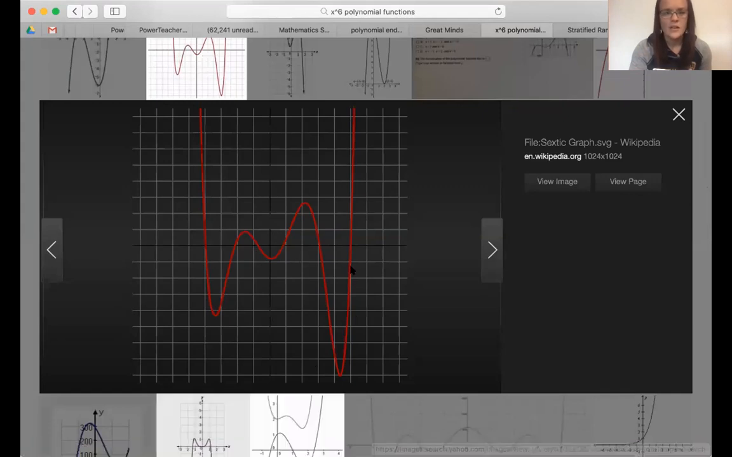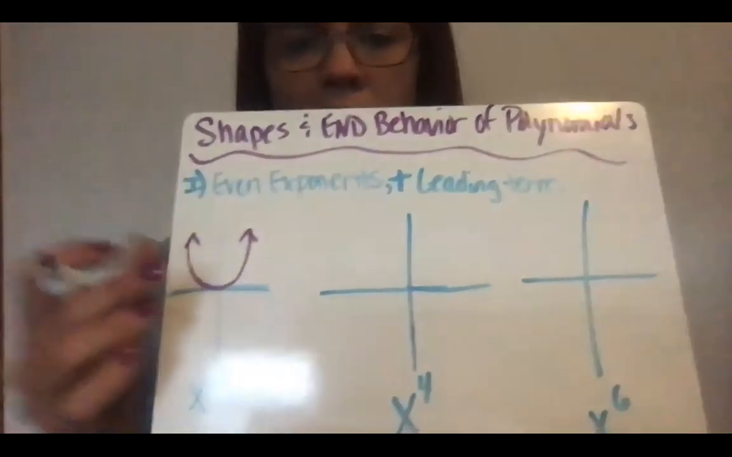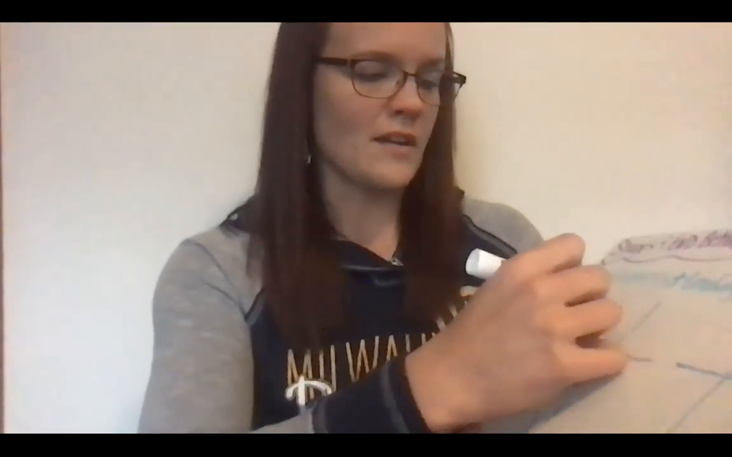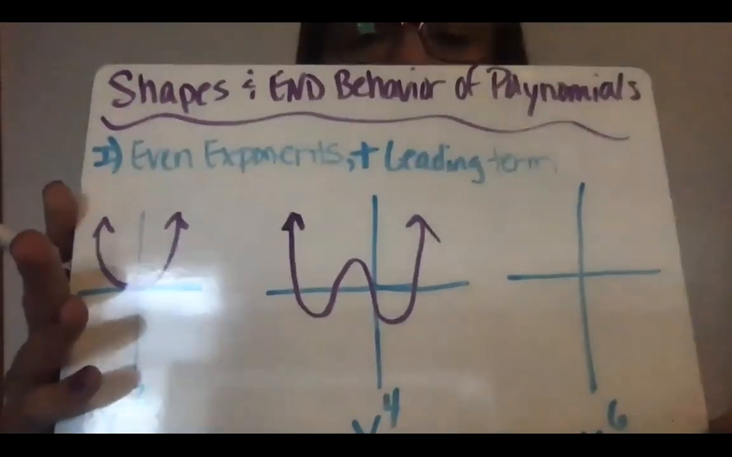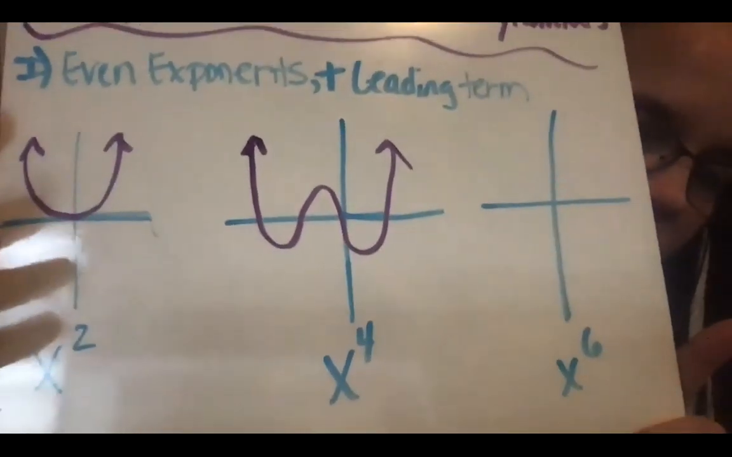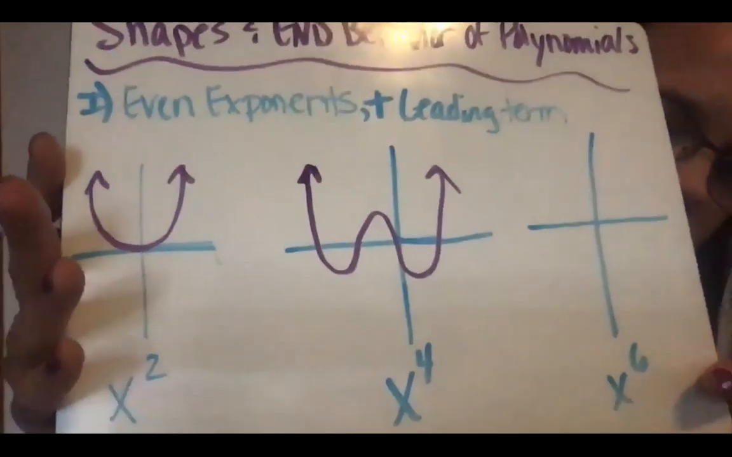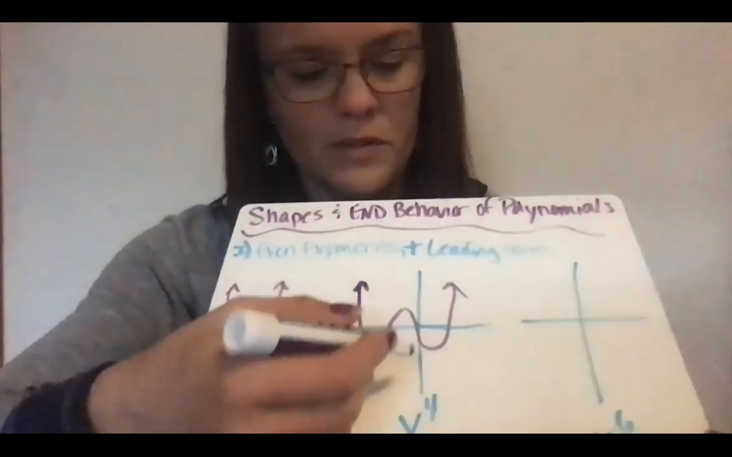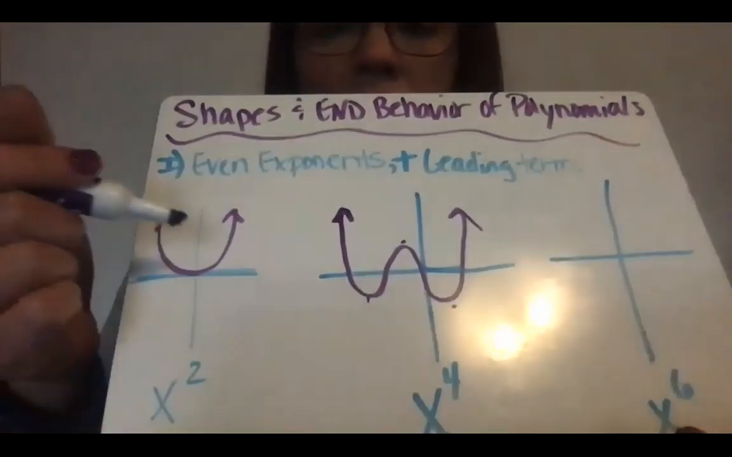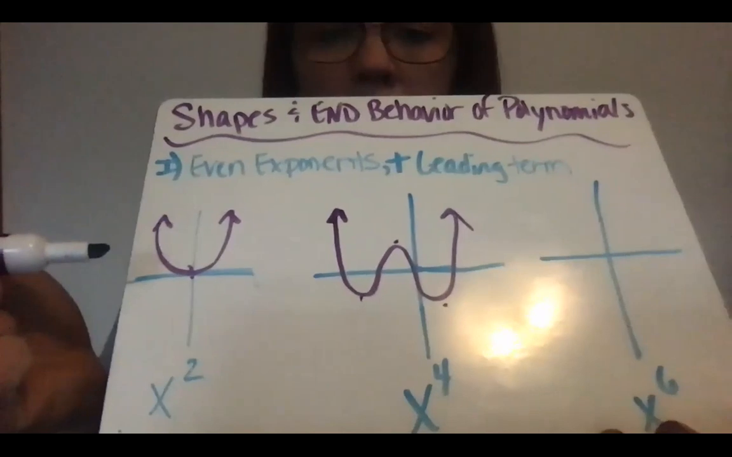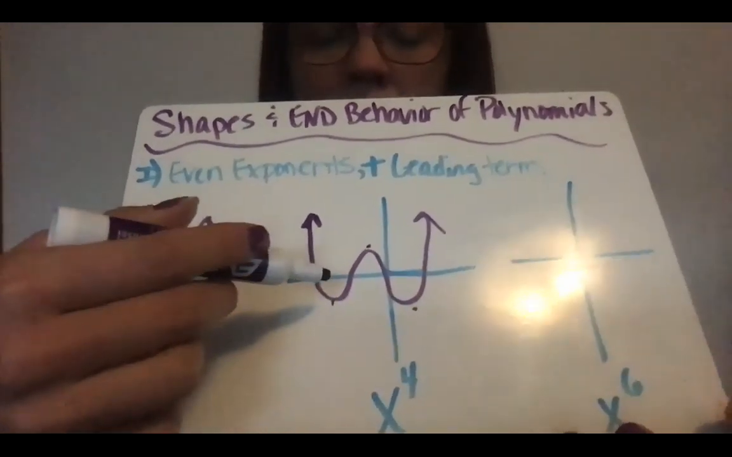So let's go back to our main screen, into our notes, and let's put that in there. For x to the 4th, we're going to draw it so it looks like a W. It doesn't matter where you cross the axis. We're not concerned about that right now. Just make it look like a W, and it should have 3 humps. 1, 2, 3. Notice x squared only had 1 hump. X to the 4th has 3 humps.